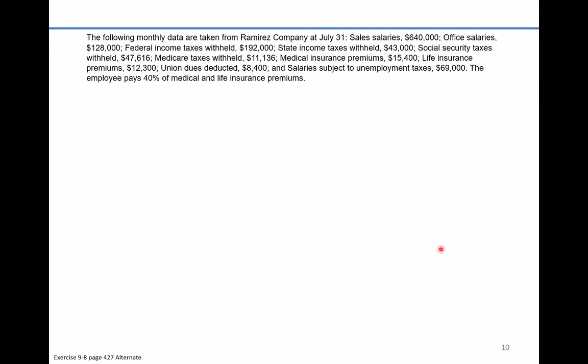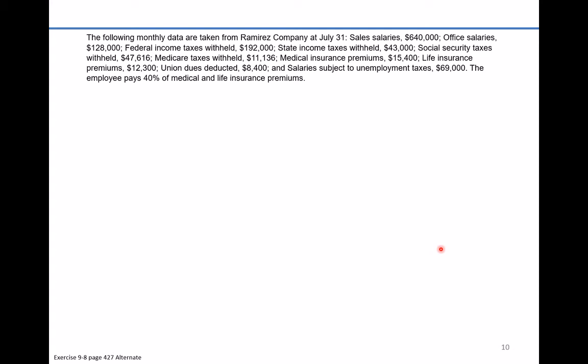We're taking a look now at an alternate version of exercise 9-8 on page 427 of the textbook, chapter 9, reporting and analyzing current liabilities. This is a cumbersome transaction as we look to record a payroll transaction for a company. So it says the following monthly data is taken from Ramirez Company as of July 31st.